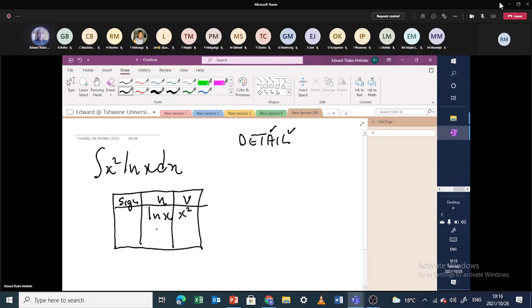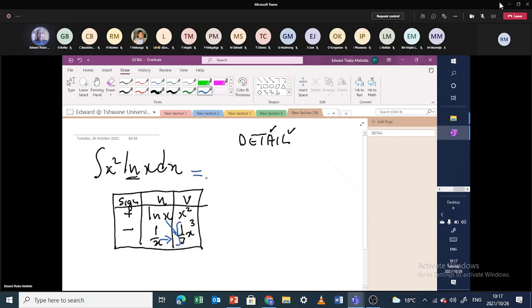Differentiating ln x, we have 1 over x, and integrating x squared is 1 over 3, x to the power 3. And we have positive, negative. With ln x, you always do it only twice, 1, 2. Whenever the expression involves ln x, we do it twice only. It depends on the x. If it was x to the power 3, it would be different, it would be 3 times the previous one. But with x squared ln x, you always do it twice. So you put the integral like I said.